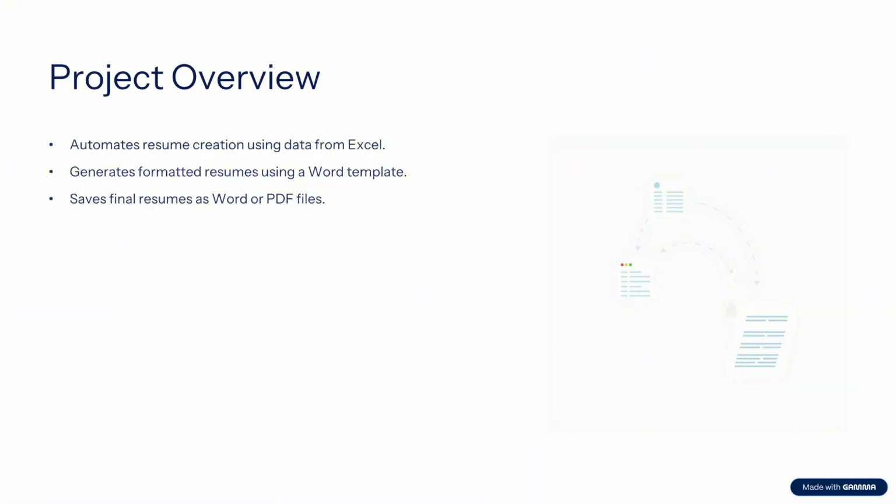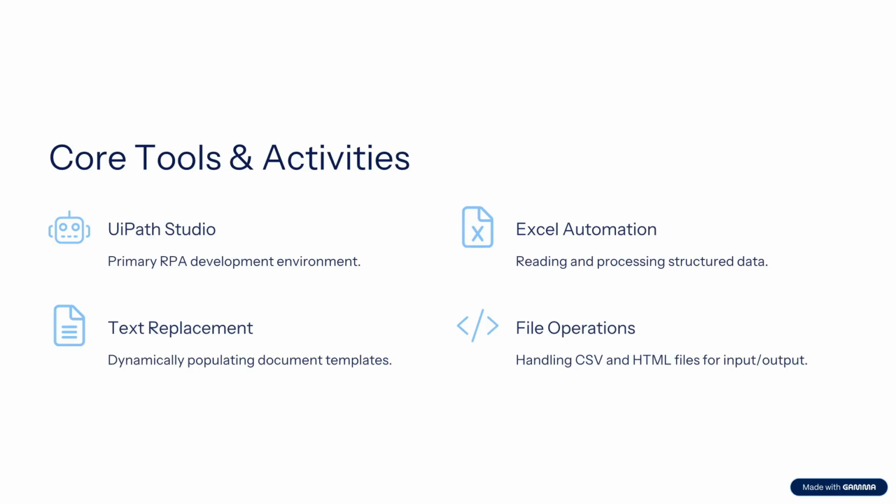Project overview. This bot automates the process of creating formatted HTML resumes. It reads personal and professional data from a CSV file and fills it into a pre-designed HTML resume template. The final output is an HTML file that looks professional and can also be saved as a PDF using the browser's print to PDF option. This automation helps eliminate repetitive formatting work and produces consistent output.